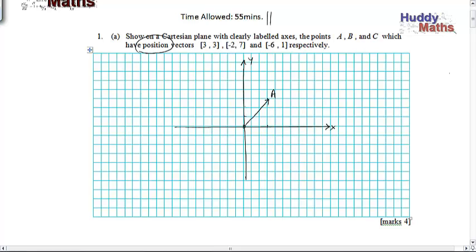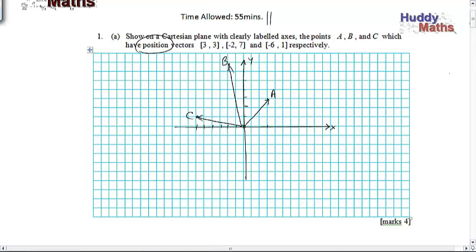So let's count up here: 1, 2, 3, 4, 5, 6, 7, and it's -2. So we're going like that, position vector -2, 7, that's point B. And -6, 1: 1, 2, 3, 4, 5, 6, -6, 1 is there, is C. So they are our vectors, A, B and C. How did you go with that? Clearly labelled axes, etc. I think we've done that okay, showing the vectors as well.